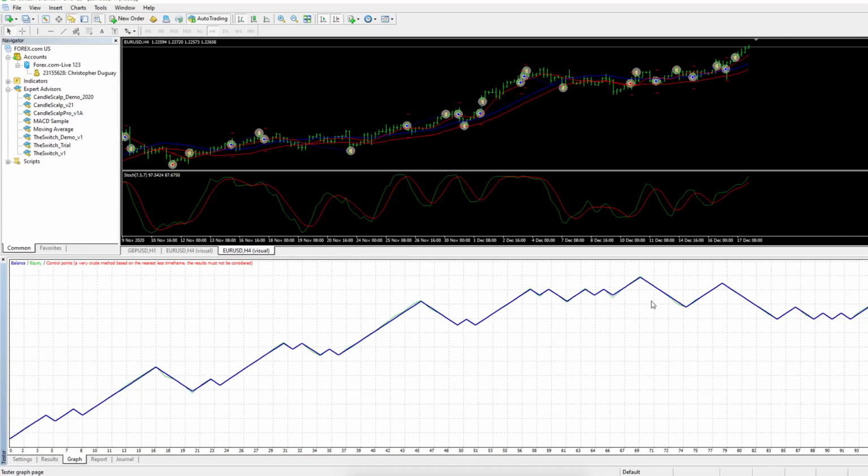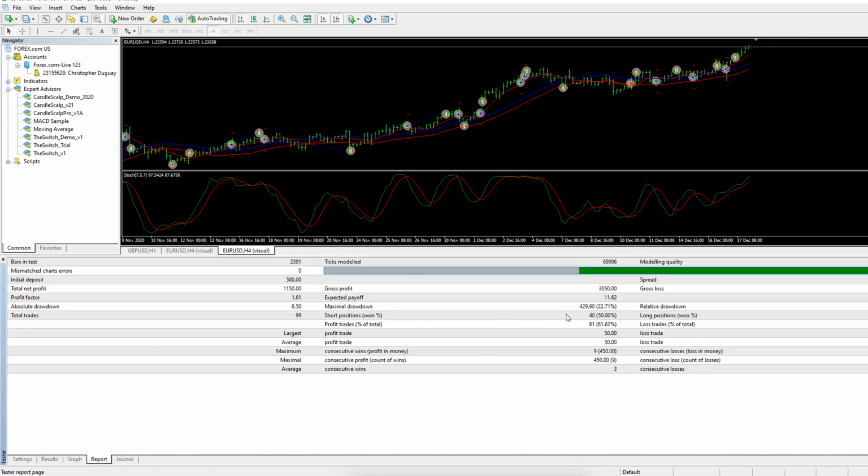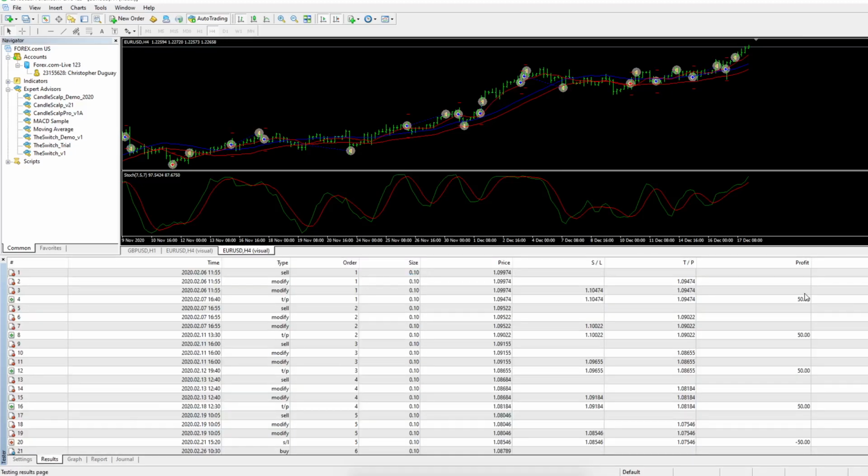50 pips, right? It's a lot of up and down, up and down, up and down, but it's not going up. It just kind of balances right here. The report is the most important thing to look at. What we're looking at is profit factor. You want your profit factor to be above 2.0. If it's below 2.0, don't waste your time with it. Results, $50 per trade.